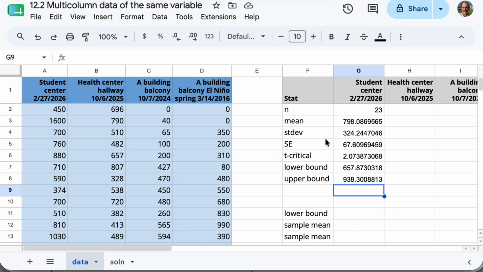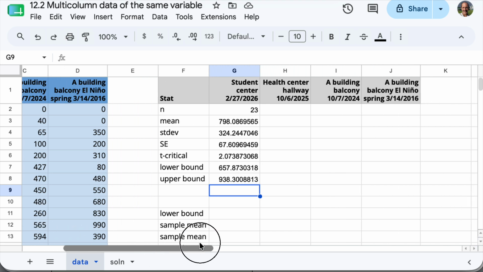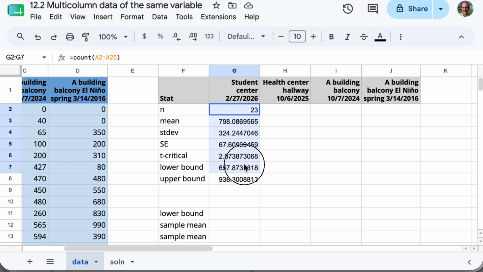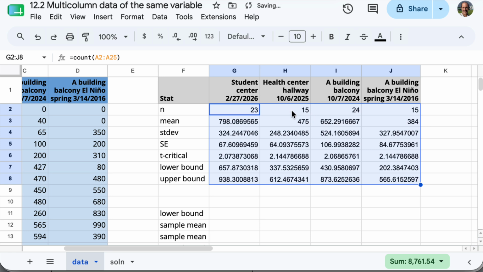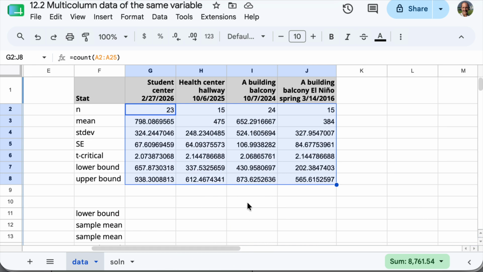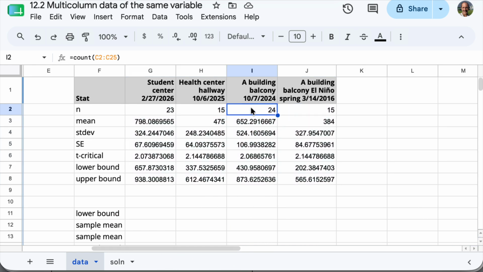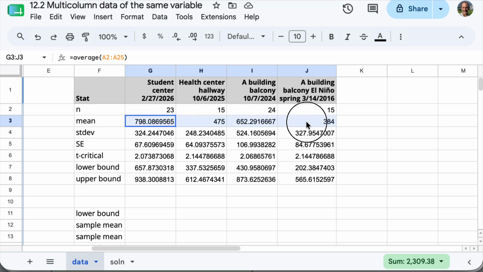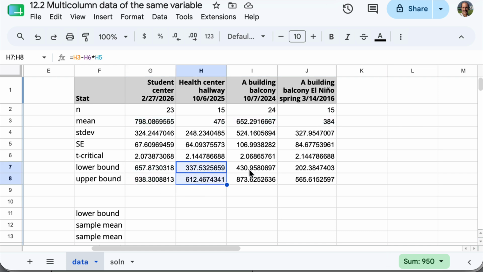But if I scroll over, I can simply take these and bring them across, and this is then the calculation for each of the different numbers here. There's that one that goes to row 25, the A building balcony. These are the means. They are all different. And then these are the confidence intervals, the 95% confidence interval for each of these.